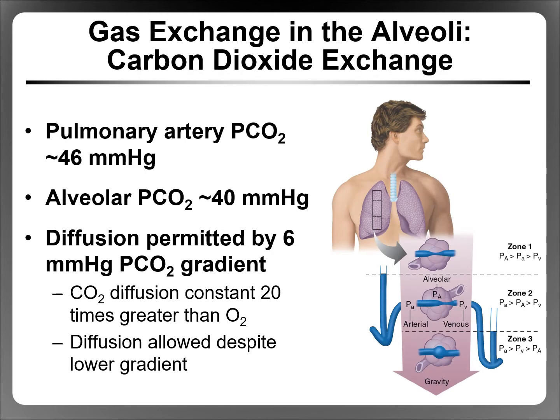Carbon dioxide, on the other hand, we talked about these big pressure gradient differences with oxygen. Carbon dioxide does not have nearly as large of a pressure gradient difference. The pulmonary artery pressure of carbon dioxide is around 46 millimeters of mercury, but our alveolar PCO2 is only around 40. This means diffusion will only be permitted by a 6 millimeters of mercury pressure gradient of CO2. However, we know that CO2's diffusion coefficient is 20 times greater than that of oxygen. So even though we have a very small gradient, diffusion can still occur.